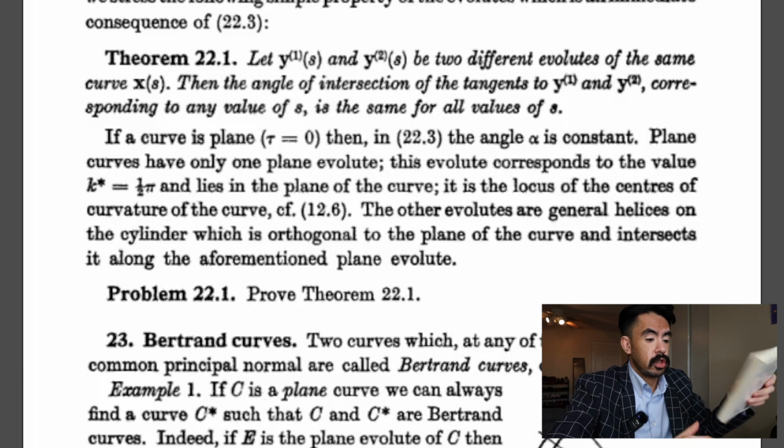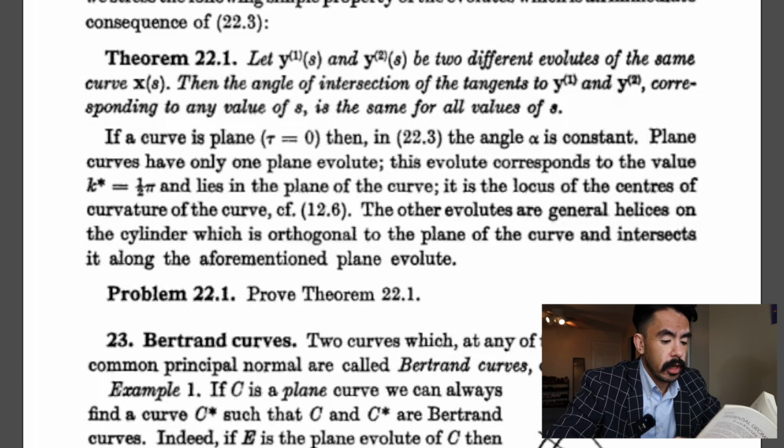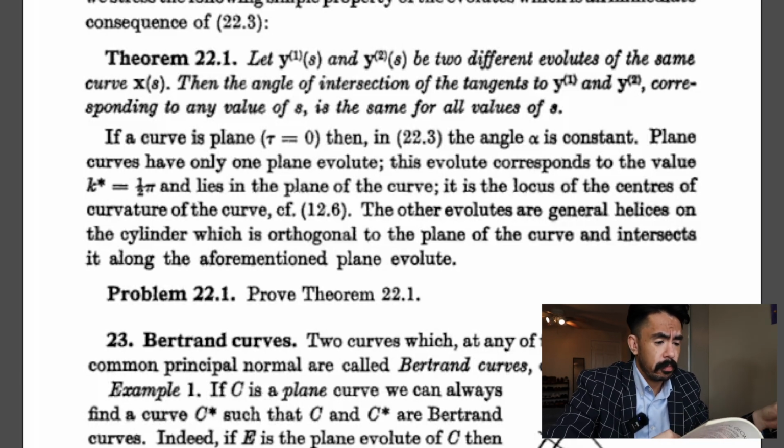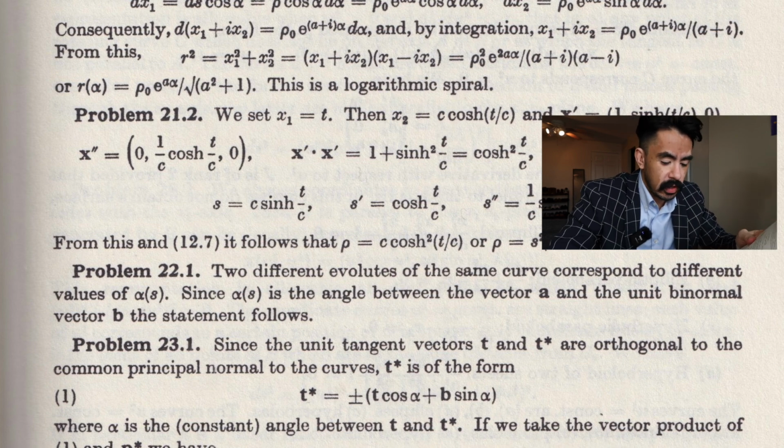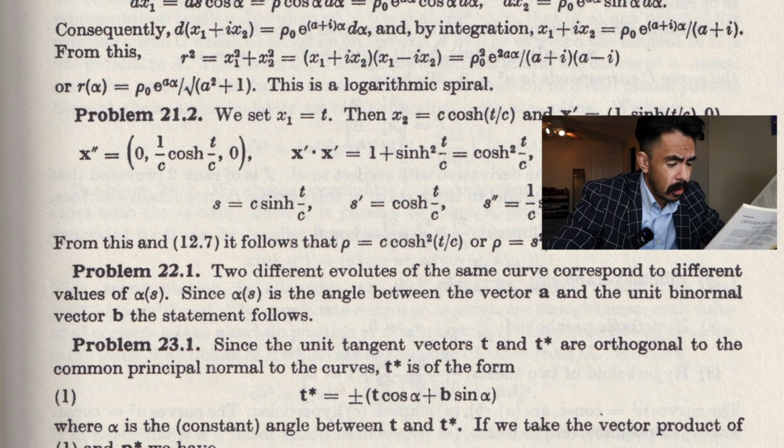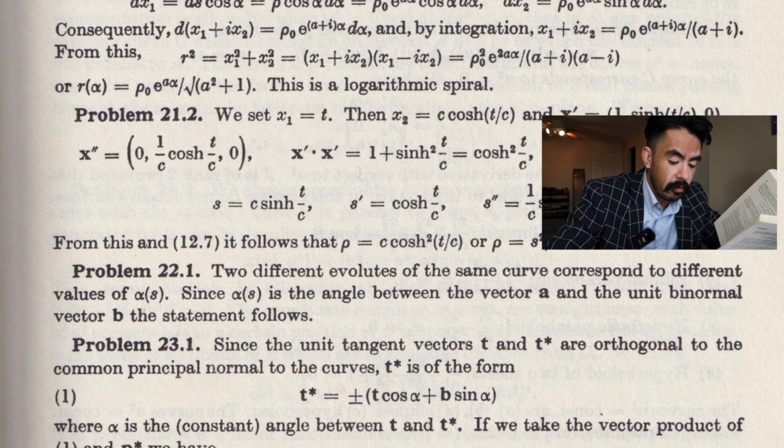So now we're going to prove Theorem 22.1, and like I said, my PDF here is missing these critical pages. This is probably one of, if not the shortest proof in this book. Two different evolutes of the same curve correspond to different values of alpha of s. Since alpha of s is the angle between the vector A and the unit binormal B, the statement follows.